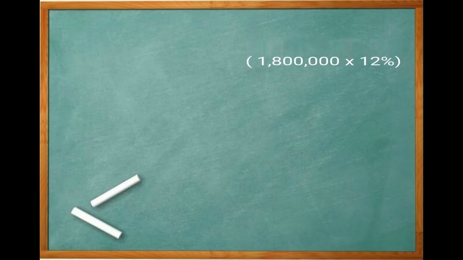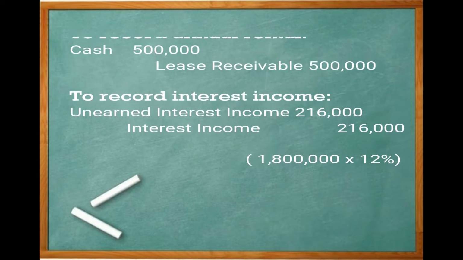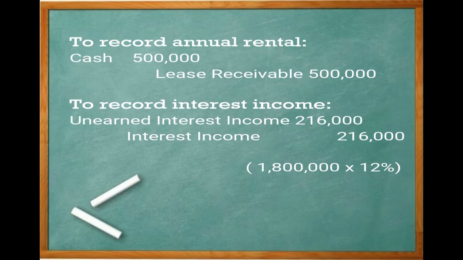Next ay i-record natin yung annual rental. Debit cash 500,000 dahil nakatanggap tayo ng cash, and credit lease receivable dahil mababawasan na yung ating matatanggap. Kaya credit 500,000. Susunod naman ay i-record natin yung interest income. Debit unearned interest income 216,000, credit interest income na 216,000. Kung paano nakuha yung 216,000, 1,800,000 times sa rate na 0.12.